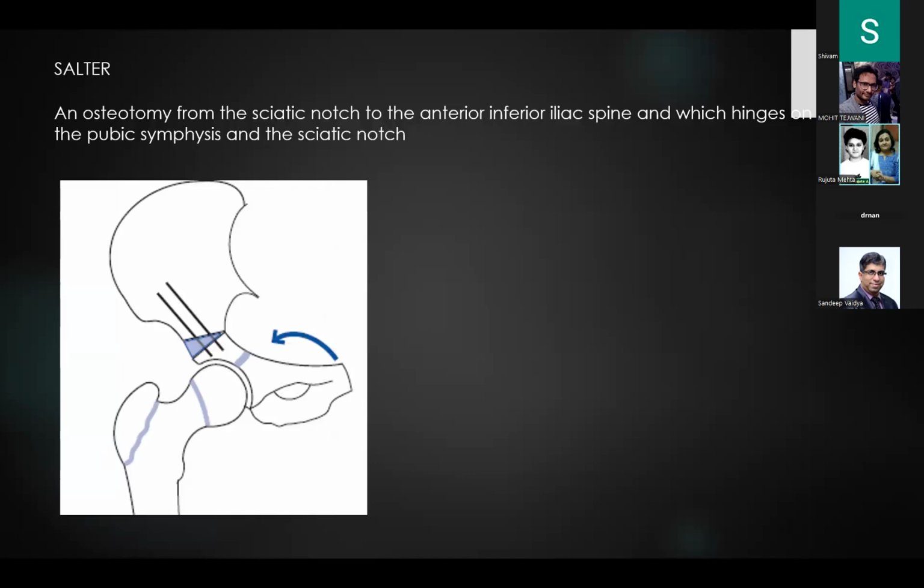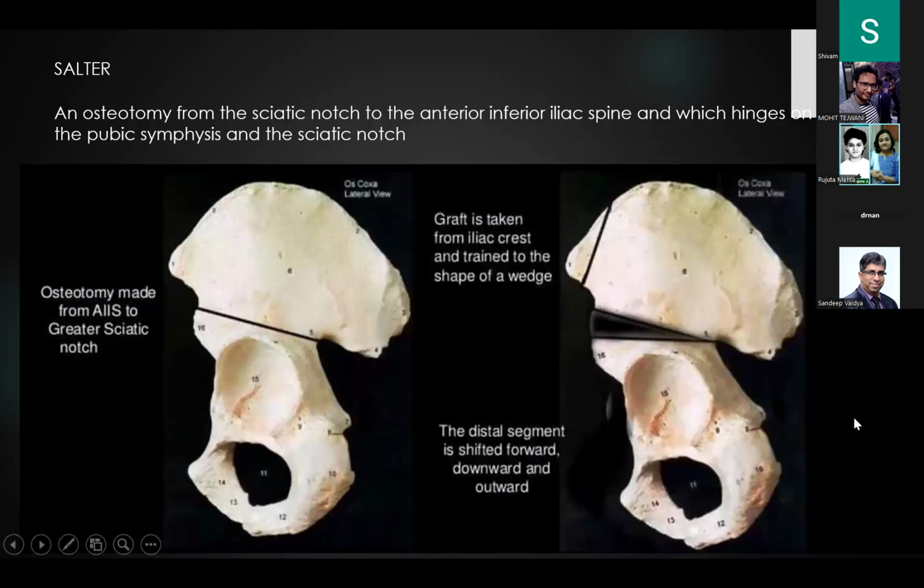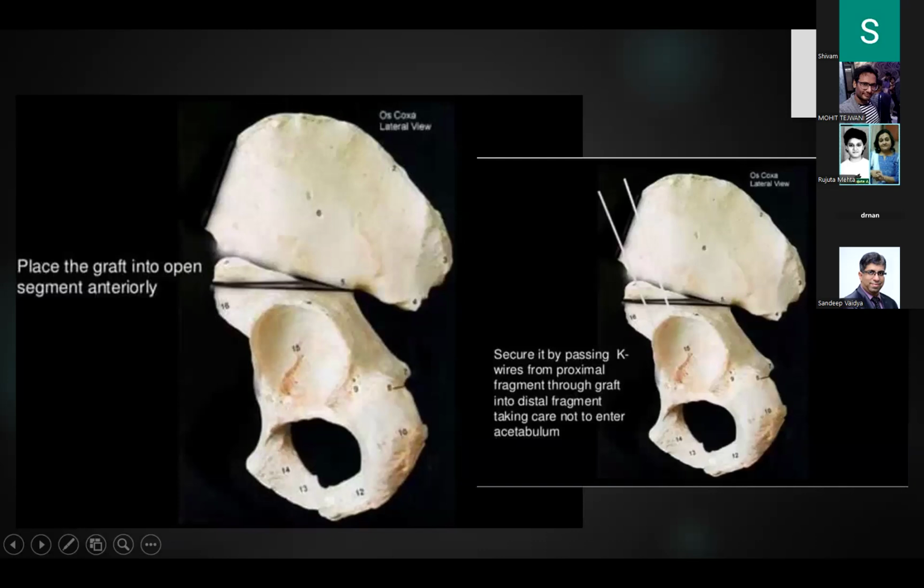So the osteotomy here is basically from the sciatic notch to the antero-inferior iliac spine, and with the hinge being at the pubic symphysis and the sciatic notch. Okay, so the osteotomy is made from the AIIS to the greater sciatic notch, and then after redirecting the distal fragment, bone graft can be placed and fixed with K-wires.